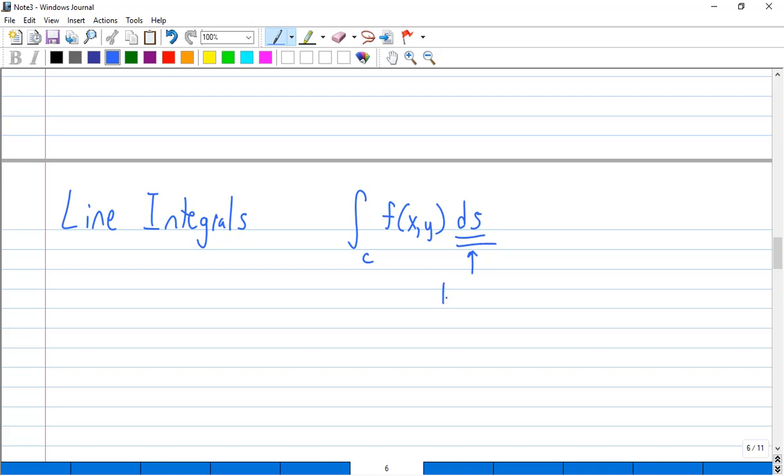Okay? So sometimes people think of this ds right here as the line integral of f with respect to, so like if it was dx, it'd be the integral with respect to x. If it was dy, it'd be the integral with respect to y. We change our thinking here a little bit. It's the line integral of f with respect to the arc length.